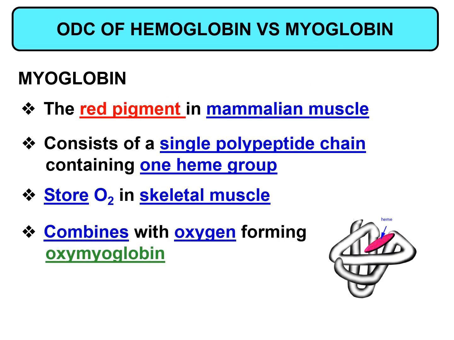What is myoglobin? Myoglobin is a red pigment in the mammalian muscle. So it is not in the blood capillary. It is in the muscle. It doesn't move. It consists of a single polypeptide chain with one heme group. The function of myoglobin is to store oxygen in skeletal muscle. It is not for oxygen transport. When myoglobin combines with oxygen, it will form oxymyoglobin.